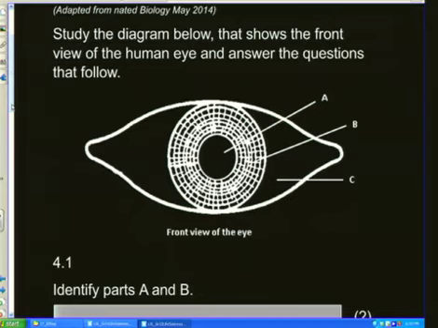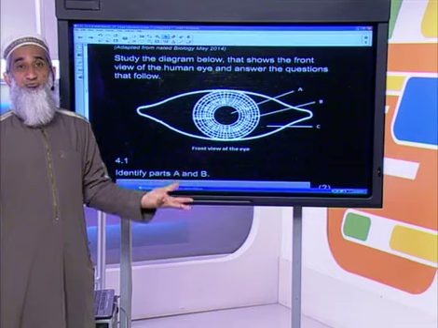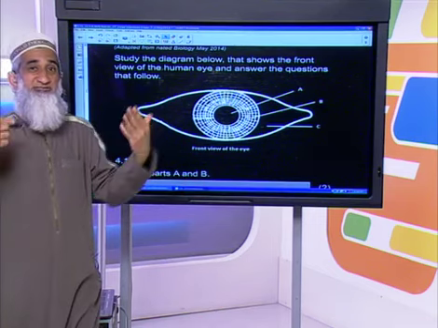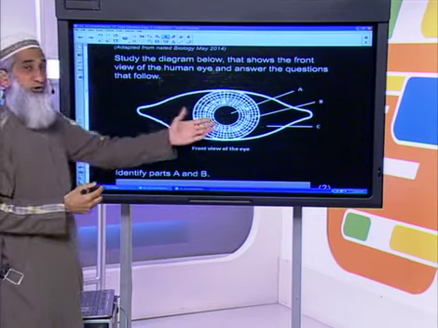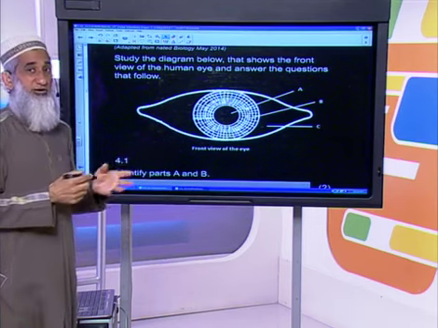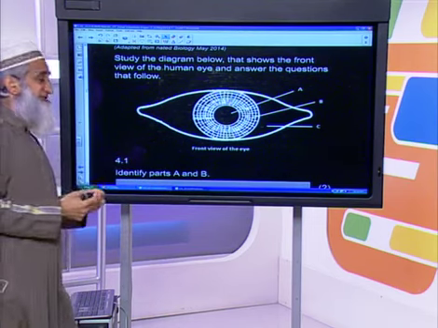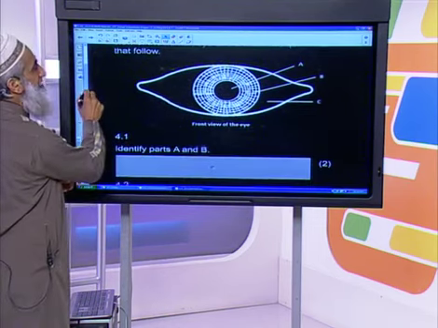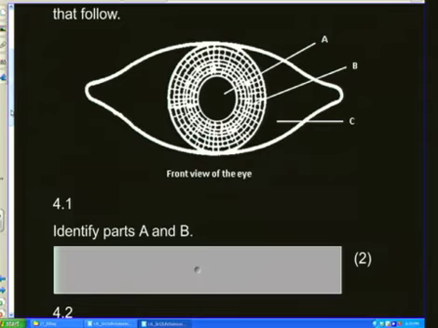Study the diagram below that shows the front view of the human eye and answer the questions that follow. Not the conventional diagram you're used to seeing, the longitudinal section of the human eye. This one is showing you the frontal eye, and that should be even easier because that is what we see. When we look at each other, this is more or less what we see. We don't see it in such detail, but maybe if you're looking closely into each other's eye, you'll see some more detail. Nonetheless, there's a diagram.